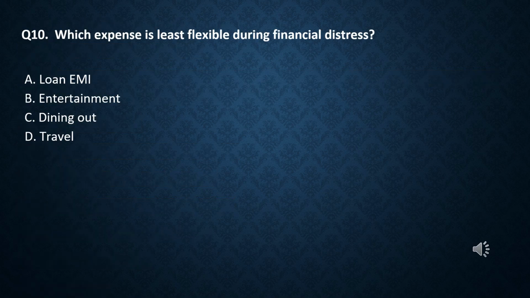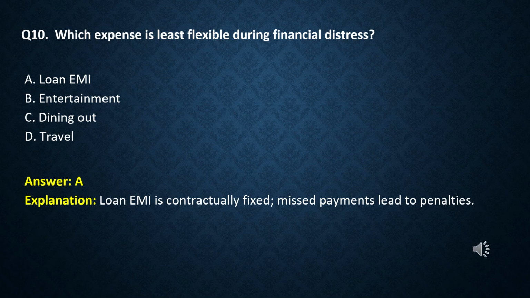Next question. Which of the following expenses is least flexible during financial distress? Option A, loan EMI. Option B, entertainment. Option C, dining out. And option D, travel. Correct answer is option A, loan EMI. It is contractually fixed, so missed payments lead to penalties.